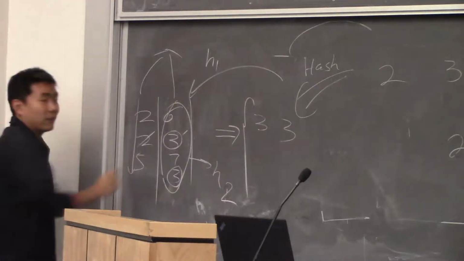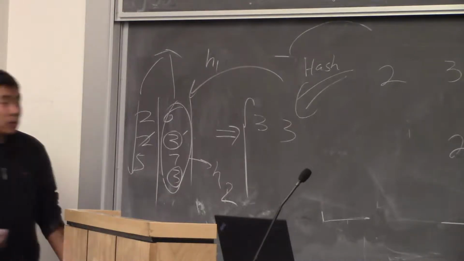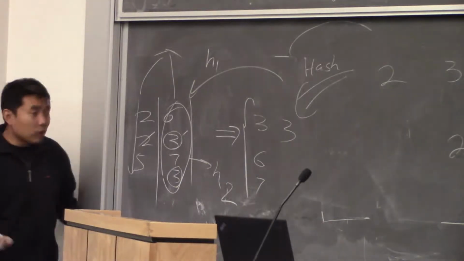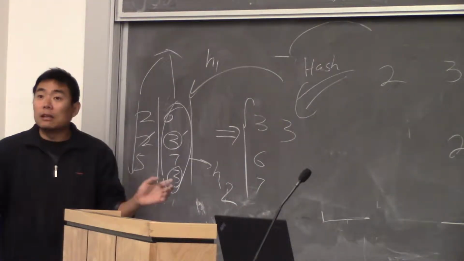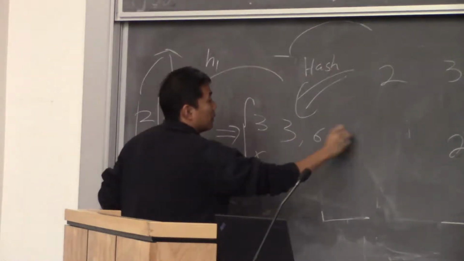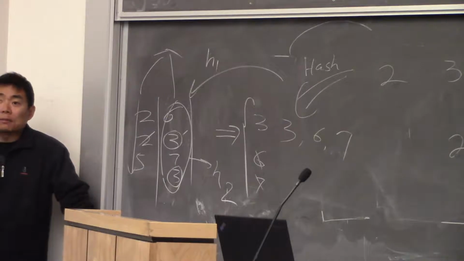What about 6 and 7? Hopefully they go to another bucket. Yeah, hopefully they will end up in another bucket, or in 2 other buckets. Of course, you cannot fully eliminate the possibility that they still end up in the same bucket with 3 and 3. But the probability of that is very small.